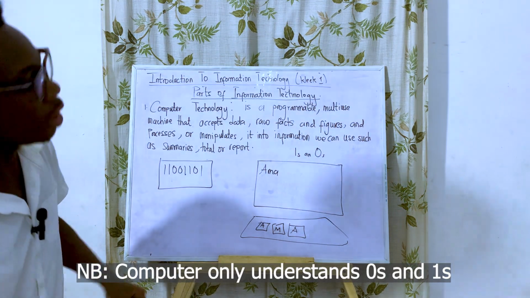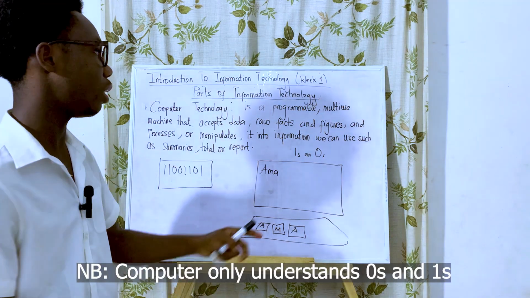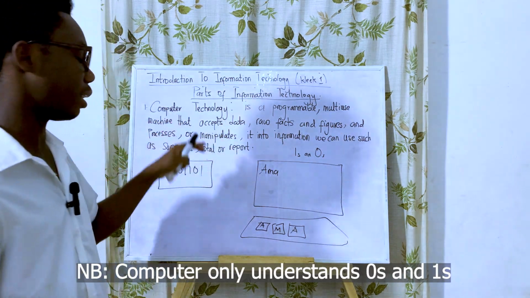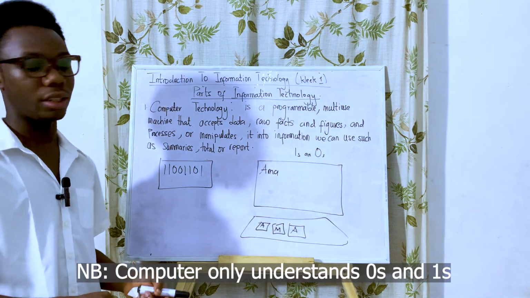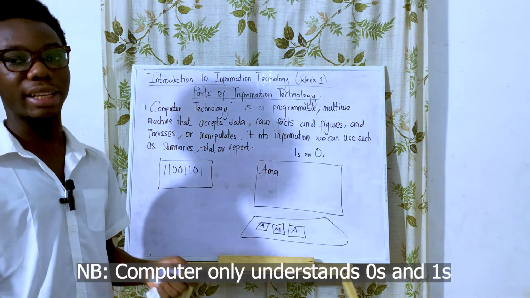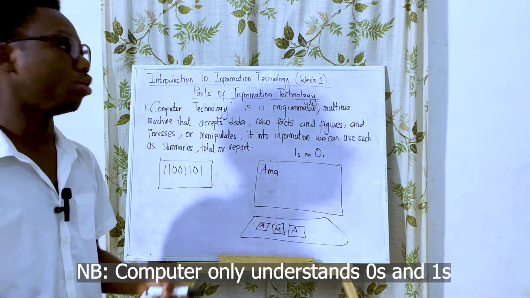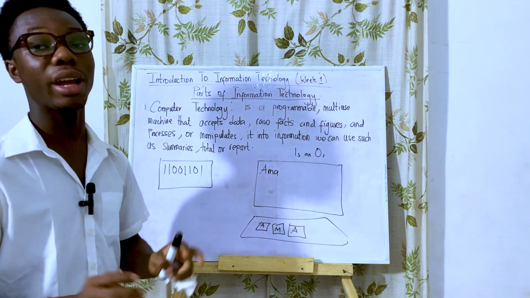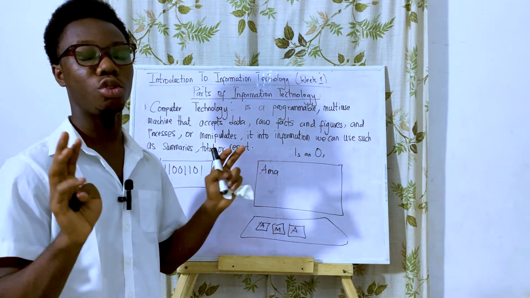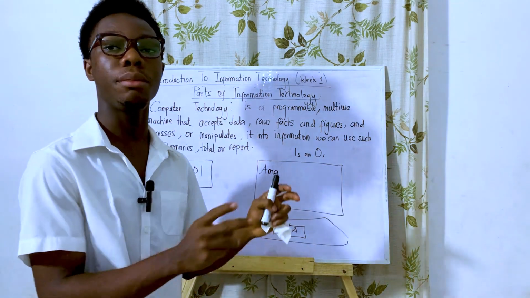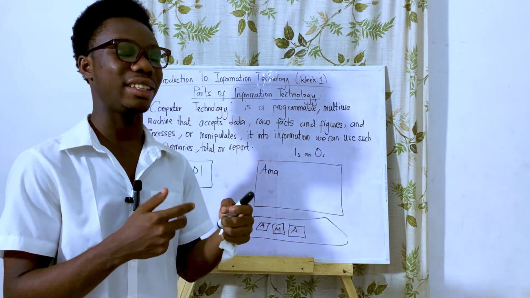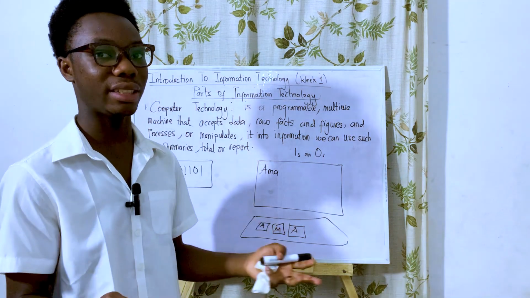Now, let's move to this. We are breaking the definition down. Now we have multi-use machine. The computer can do many different tasks, not just one. We can use the computer for many tasks. Your mobile phone, whilst playing music, you can also be texting someone. Yes, we are doing two things at the same time.